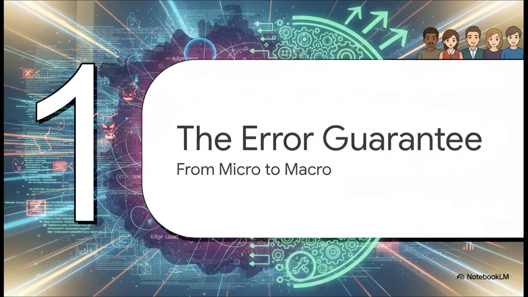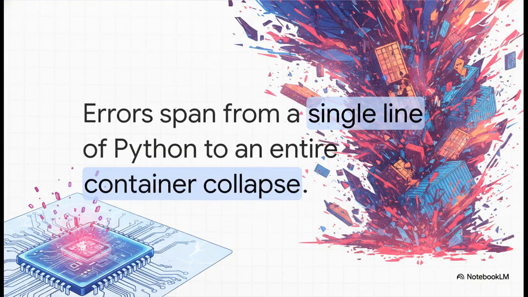Section 1. The inevitability of errors, from micro to macro. First things first, we just have to acknowledge a fundamental truth from our source material. Errors are guaranteed to happen. It's a certainty. Hardware fails, memory leaks happen, and weird edge cases completely sneak past testing.